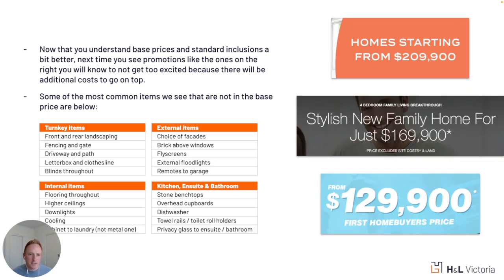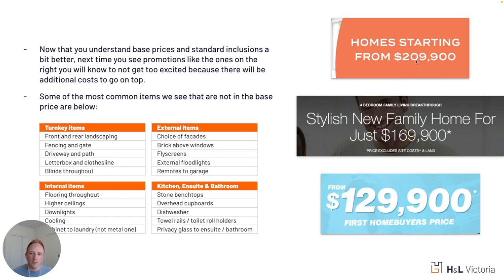Now that you understand base prices and standard inclusions a little better, the next time you see promotions like the ones on the right, don't get too phased by them. Homes starting from $209, etc. These are older ones that I picked deliberately because they're not relevant today: $209, $169, $129 from. But now you've learned that they won't include site costs, they won't include this, that, and the other thing, and they may not even include any promotional value for upgrades. So everything will be on top of that base price. The way they advertise it, you technically can purchase that home for that price.